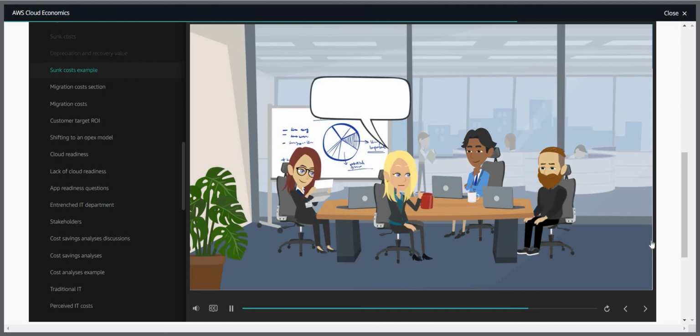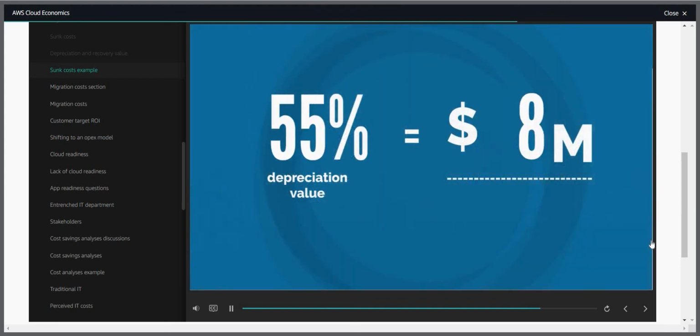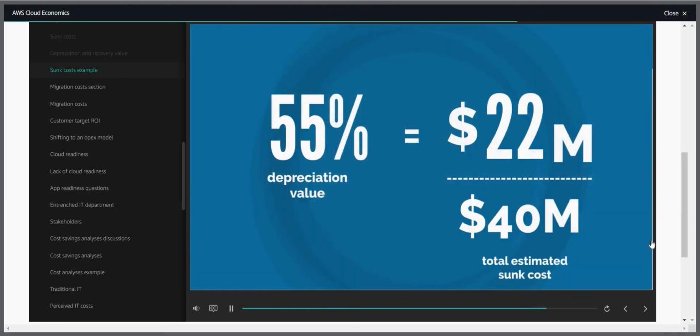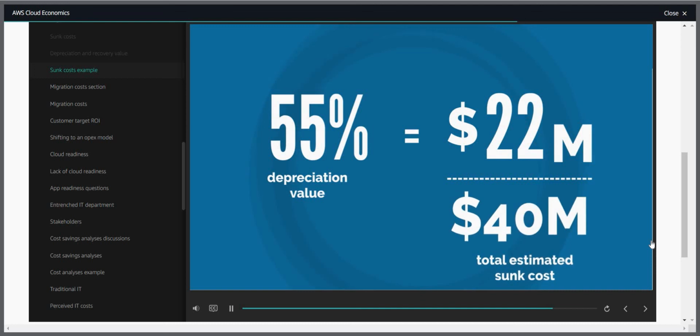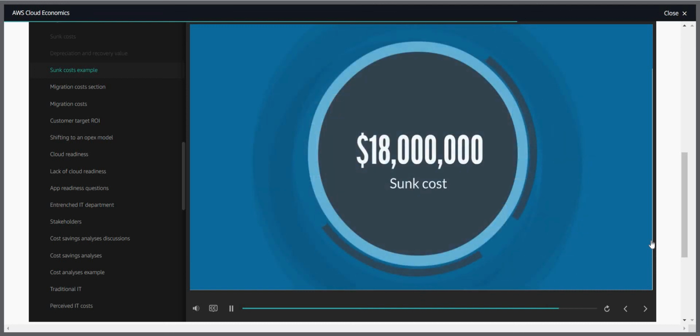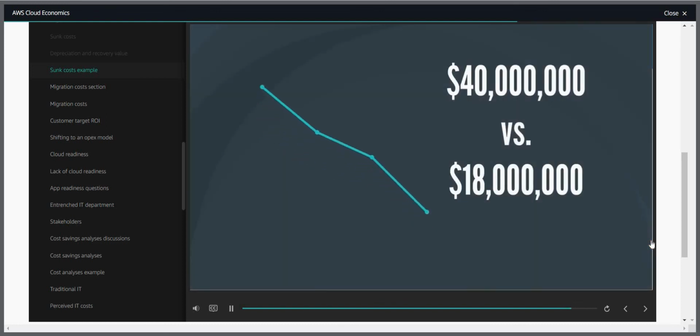We have someone willing to pay 55% of the depreciation value. That 55% translated to $22 million out of the total $40 million. This changed the actual sunk cost to $18 million. So, by asking a few simple questions, we helped our customer realize their sunk cost was less than half what they originally estimated.